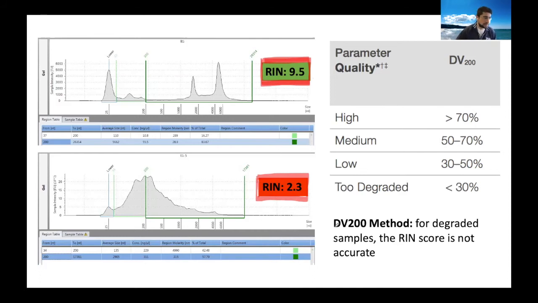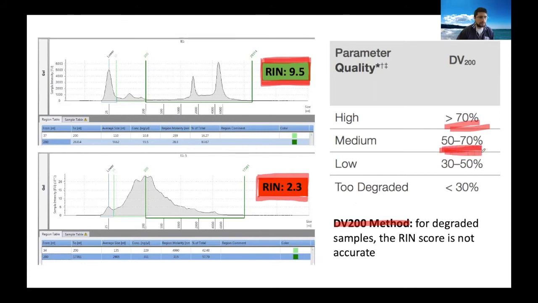Okay, so this method is called DV200. So it's not the RIN score anymore, and it's mainly used for degraded samples. What that means is basically I'm checking how much of my material is above 200 base pairs and how much of my material is below 200 base pairs. If the material above 200 base pairs is high, more than 70%, I can still go ahead and prepare it. When it's medium, I can still go ahead and prepare it.